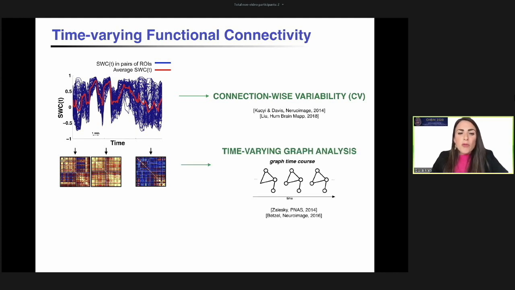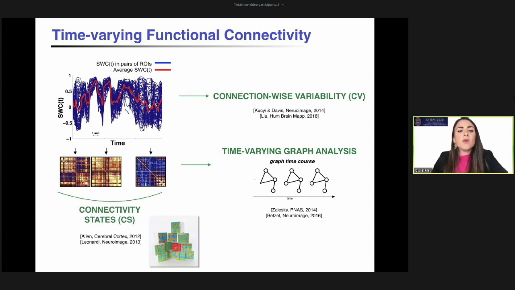Otherwise, if we look at the whole brain, we can perform a time-varying graph analysis in which we compute a specific graph property, for example, modularity or efficiency, and we look at the temporal evolution of that property during the acquisition. Otherwise, if we apply some decomposition technique to the time-varying functional connectivity data, we end up with what we call connectivity states, that are patterns of functional connectivity that mostly recur across time in one subject, or across subjects if we concatenate the data of more subjects.